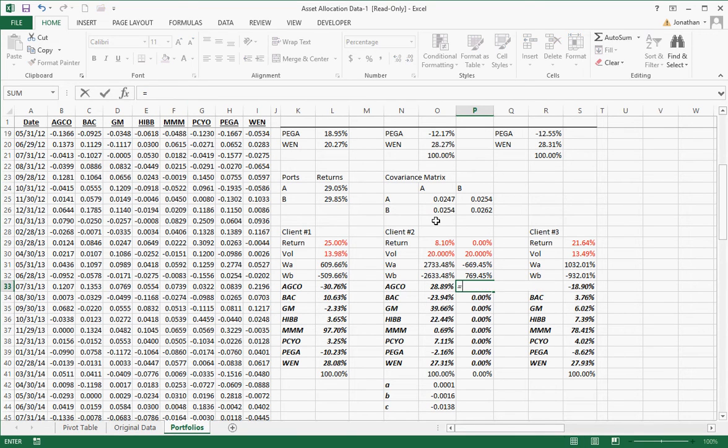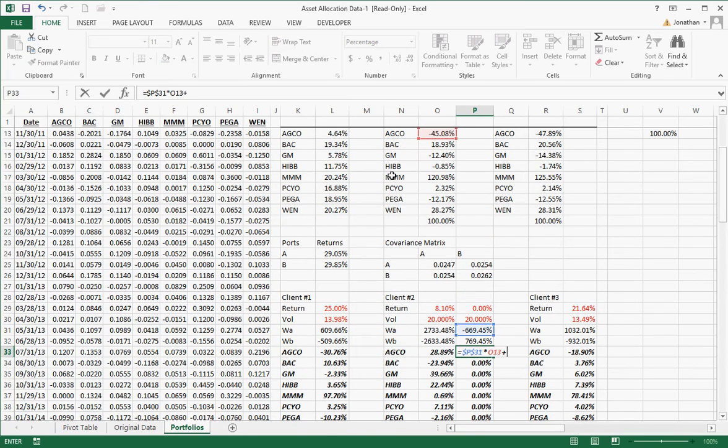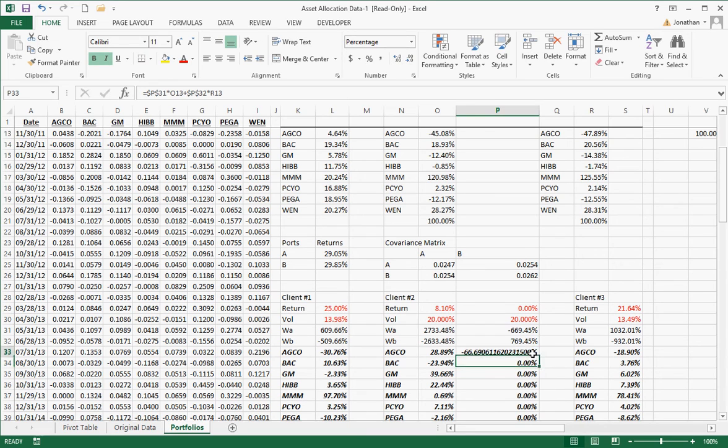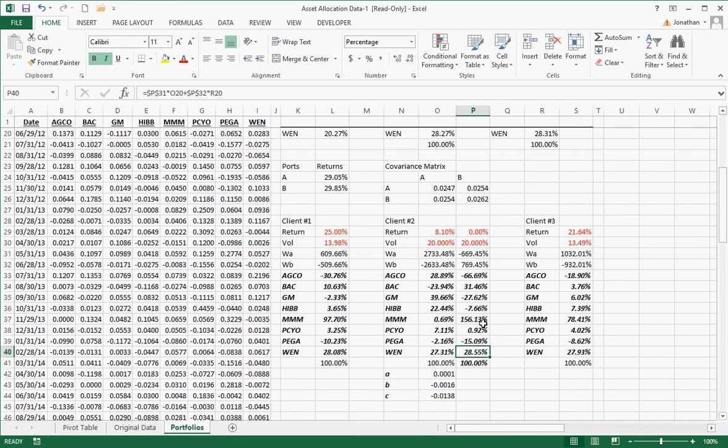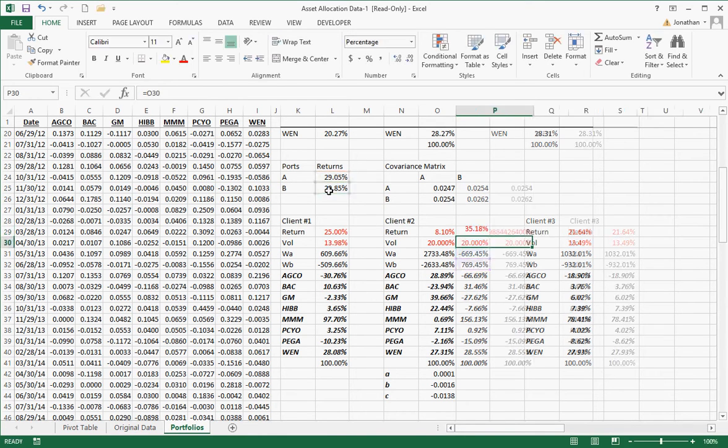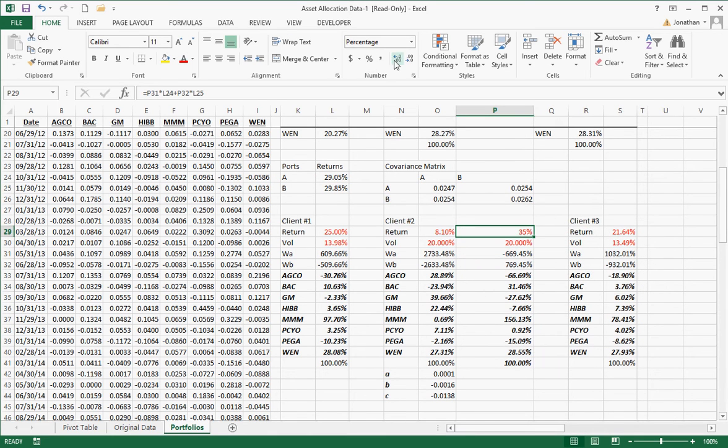And then these weights are going to be equal to the weight in A, and that never changes, times the weight of AGCO in portfolio A, plus the weight in B, and that never changes, times the weight in AGCO in portfolio B. Copy that down, get the formatting to look a little better, see if that adds to 100%. It adds to 100%. And then my return is going to be equal to the weight of this times the return plus the weight here times the return. And again, get that formatting right.